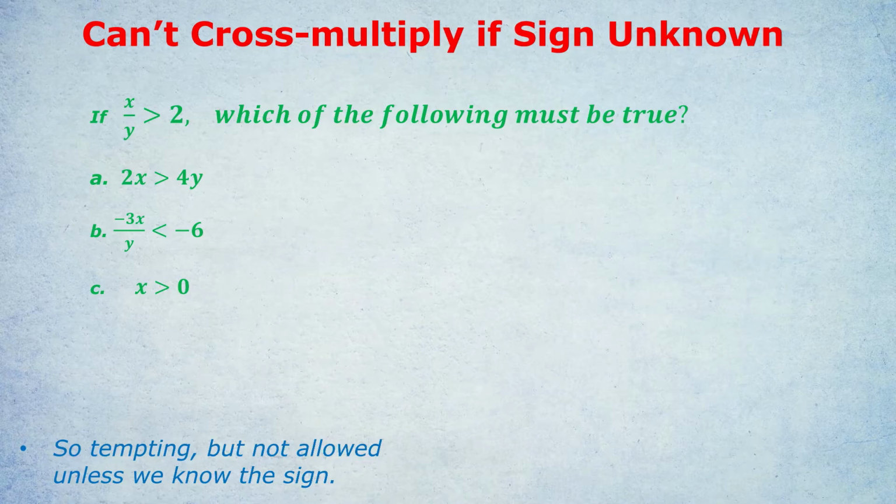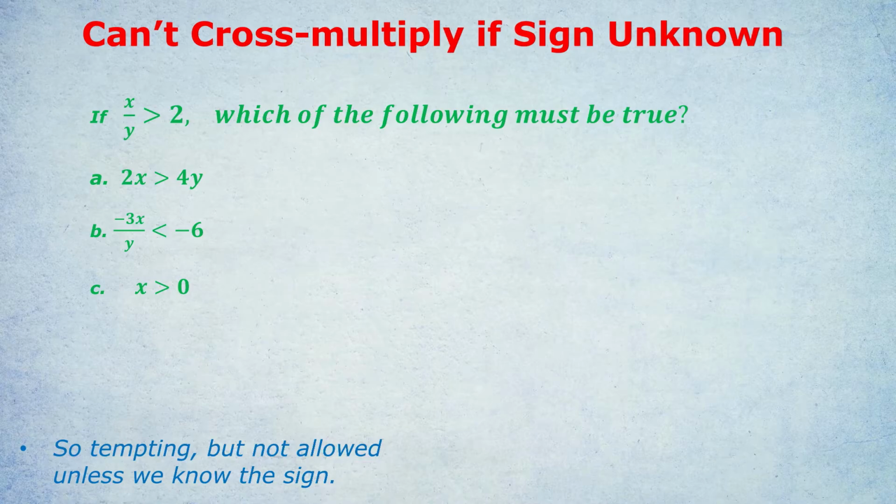So it would be very tempting for many students to say A must be true. Times both sides by y, x is greater than 2y, double it, 2x is greater than 4y. But we can't say that for sure because we don't know the sign of y. What about answer C? Don't we at least know that x is positive? Because x over y is greater than 2, which is a positive.